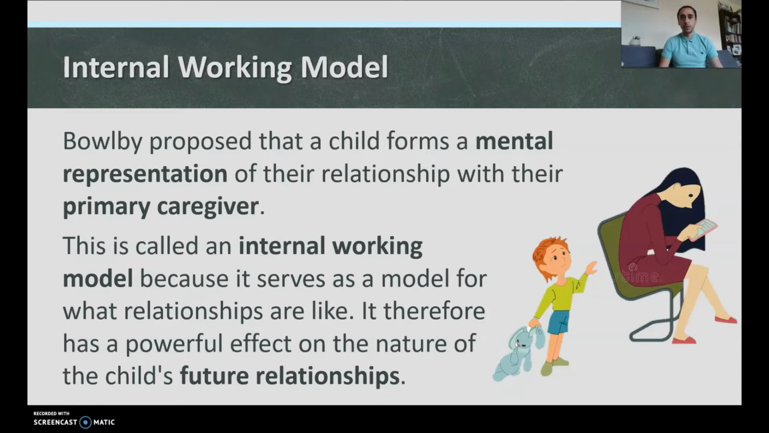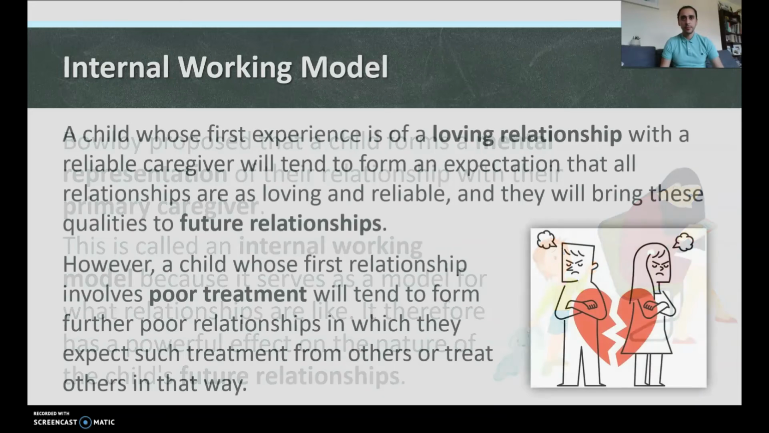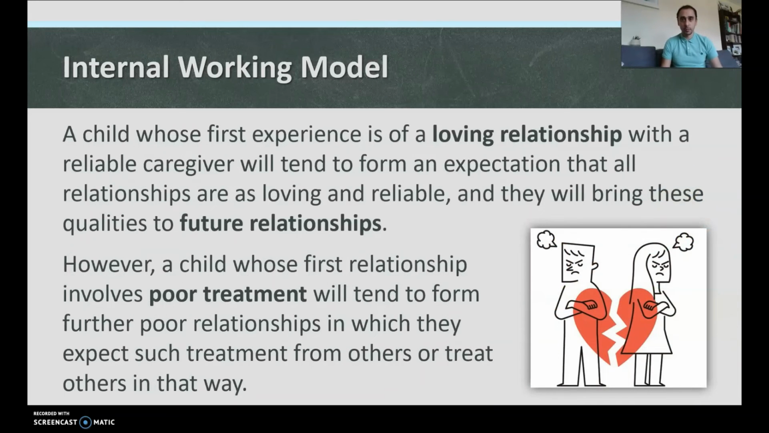Bowlby proposed that a child forms a mental representation of their relationship with their primary caregiver. This is called an internal working model because it serves as a model or a template for what relationships are like. It therefore has a powerful effect on the nature of the child's future relationships. So, a child whose first experience is of a loving relationship with a reliable caregiver will tend to form an expectation that all relationships are as loving and reliable.